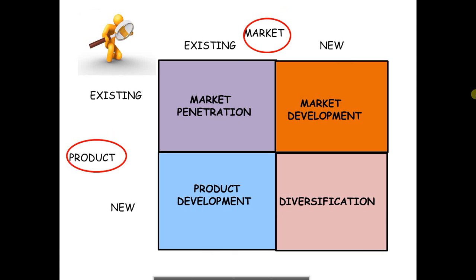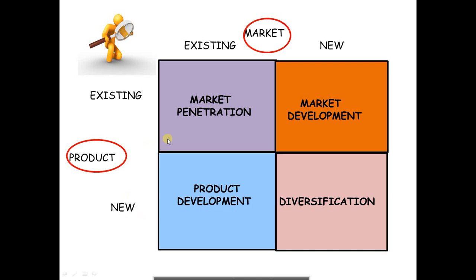Moving on to the Ansoff Matrix itself, as you can see, the two dimensions here are market, so the existing markets of the business. Does the business want to stay in its existing markets, or does the business want to move into a new market? The next dimension is product. Does the business want to go ahead with its existing product, or does the business want to move into new products? So this is the matrix.